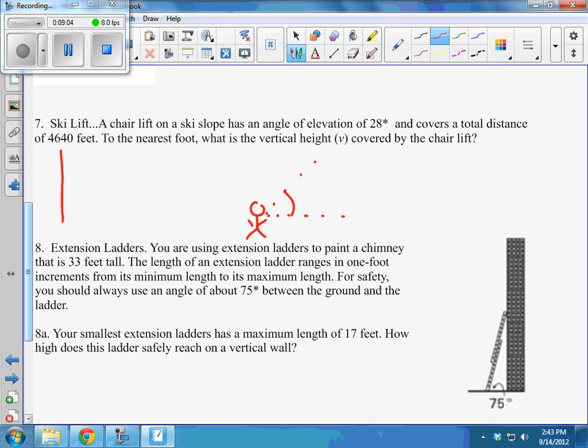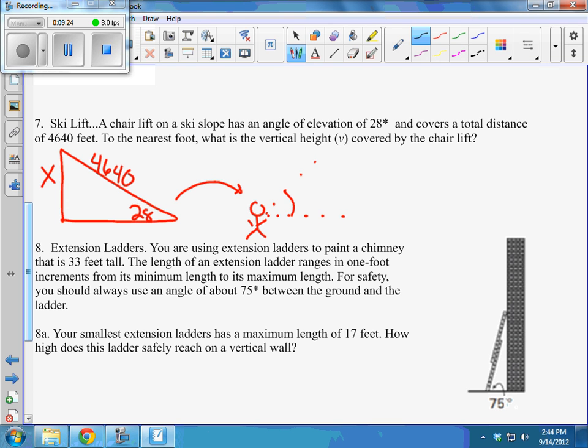So here's going to be my chairlift. The ski lift covers a distance of 4,640. The hypotenuse is the path that the chair travels. Here's my angle of elevation then, because it matches this picture. What's the vertical height? How tall is it? That's what I would be looking for.